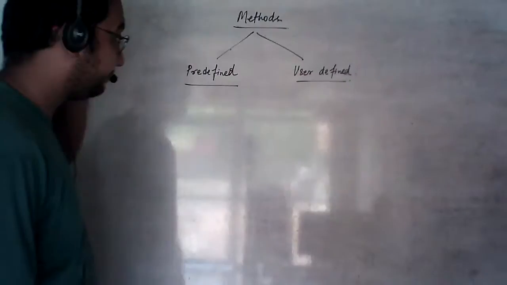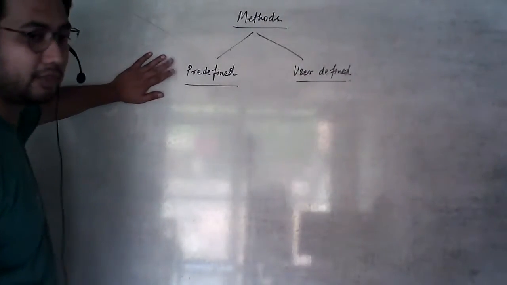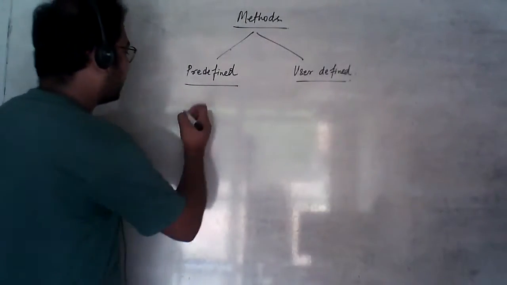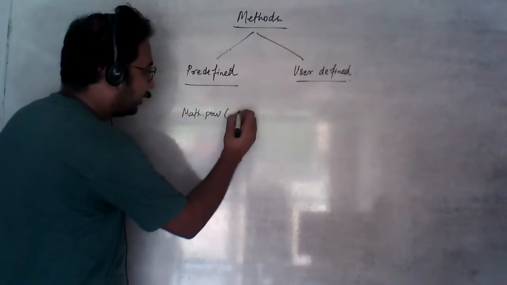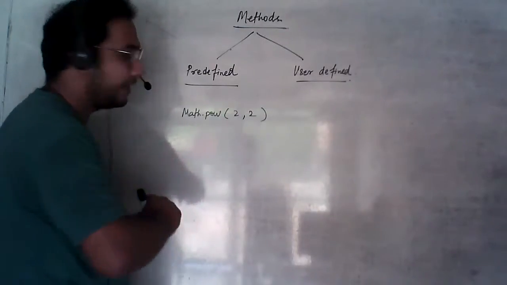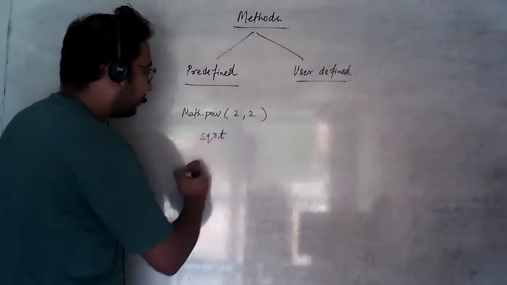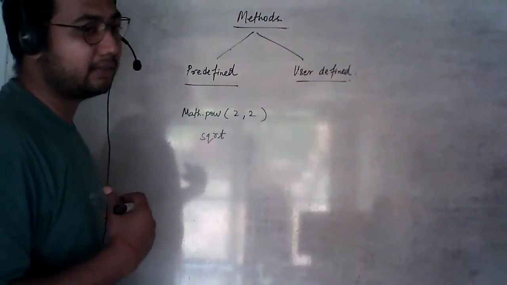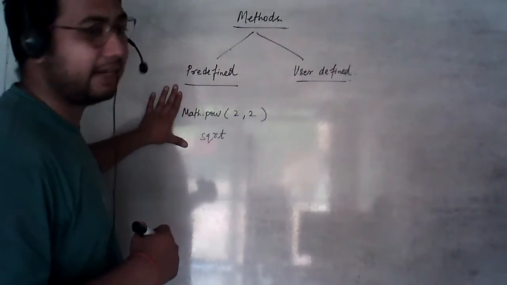Okay, so as we will discuss predefined methods, I will give you some examples. Like you would have heard about the Math class. In the Math class we have Math.pow. So this pow is a predefined function, right? And we have the sqrt function also. And in the Scanner class we have nextInt, nextLine, nextFloat, nextDouble. So these are also known as predefined functions.